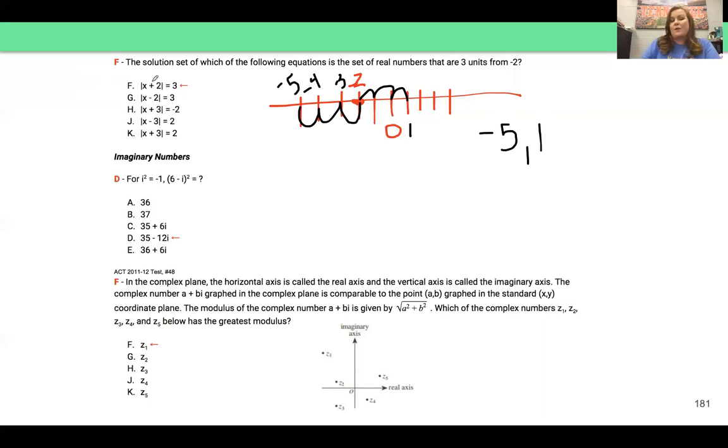So basically, you just go down here and plug them in. Which one works? -5 plus 2 gives me -3. Absolute value equals 3. 1 plus 2 is +3. Absolute value is 3. Ooh, this one works. -5 minus 2 gives me -7. Absolute value does not equal 3. That's out. -5 plus 3 gives me -2. When I take the absolute value, you should know this one. When you take the absolute value of anything, it's not negative. -5 plus -3 gives me -8. Absolute value of 8 or -8 does not equal 2.